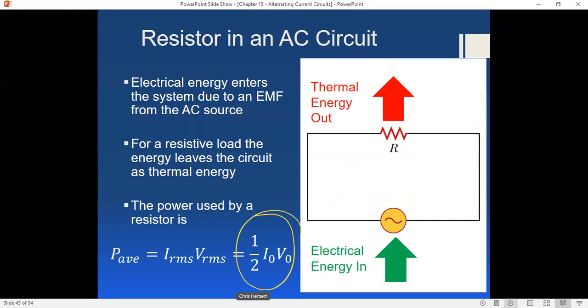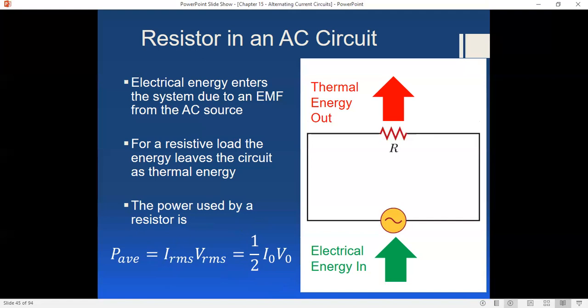Here is our equation for the power. We can either take the peak current and the peak voltage multiplied by 1/2, and that gives us the average power. Or again, we prefer to take RMS values of current and voltage and multiply them. The product is equal to the average power.